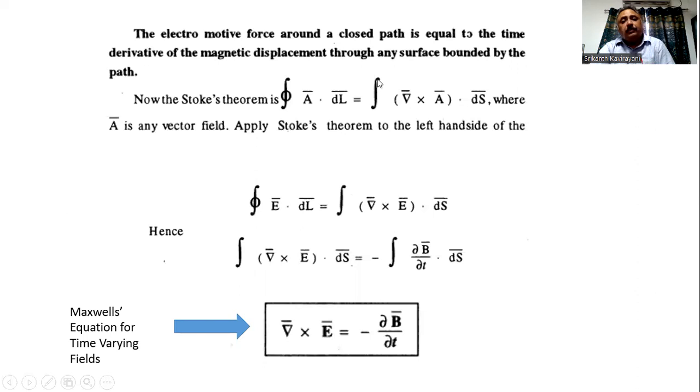So the electromotive force around a closed path is equal to the negative time derivative of the magnetic flux through any surface bounded by the path, based on Stokes' theorem, which tells us integral A dot dl equals integral del cross A dot ds, which basically correlates the line integral to the surface integral, where A is any vector. We can understand that integral E dot dl can be rewritten as the surface integral of del cross E dot ds, equal to minus integral dou B by dou t dot ds, which results in Maxwell's fourth equation: for time varying fields, del cross E equals minus dou B by dou t, which is nothing but the rate of change of flux density.